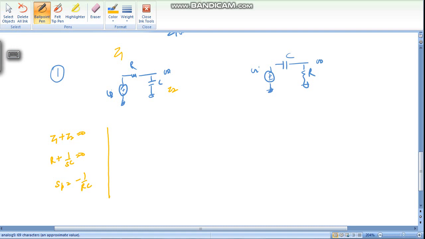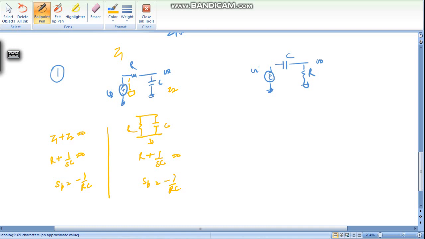Another way is to short our input, so R and C are in parallel. Then R plus 1 by sC equals 0, so sp equals minus 1 by RC.